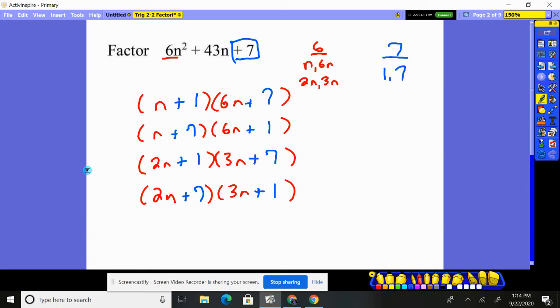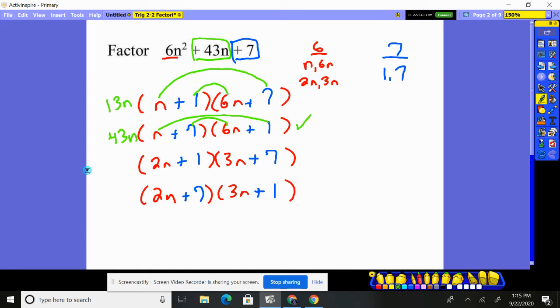So in this case, I know there's only 4 possibilities for what this could be. Now, every single one of these 4 possibilities gives you 6n squared and a plus 7 at the end. What we're looking for is which one's going to give us that 43. How do we determine that? Well, that's going to be from the outside and the inside pieces multiplied. The outside will give you 7n plus 6n. That's 13n. You don't want that. This is 42 plus 1. That'd be 43n. Oh, champion.